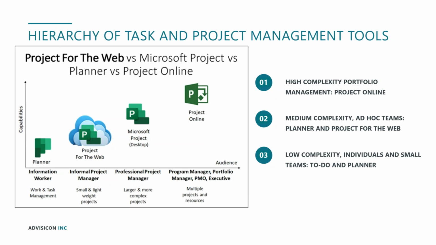In that more medium complexity space, with ad hoc teams, something a little bit more on the informal side of project management, lightweight, small projects, maybe agile software projects that don't require the more rigid implementation of, say, something working in DevOps, you might be using something like Project for the Web or Planner. Microsoft is trying to get Project for the Web as their new tool that's going to gradually take over this right-hand side of the spectrum, but as it stands today, it's sitting in that realm that's fairly similar to the space that Planner is sitting at.